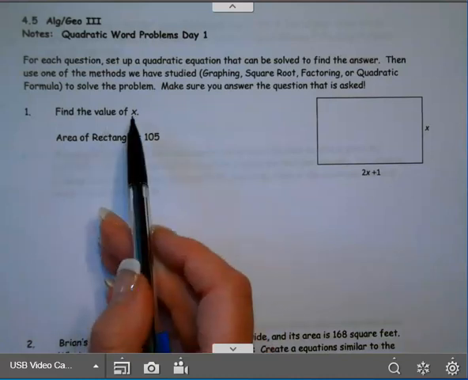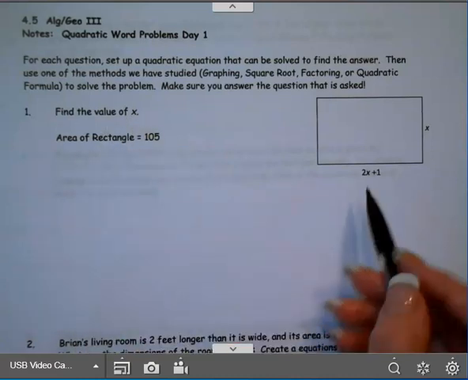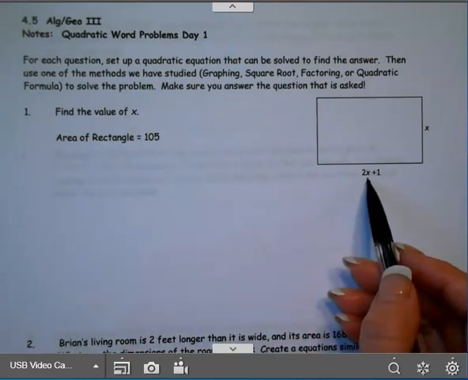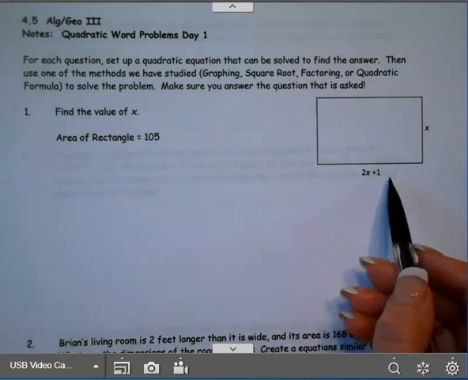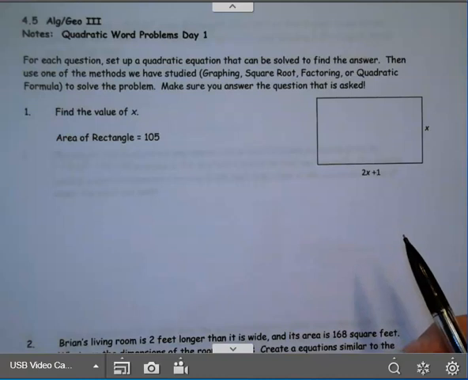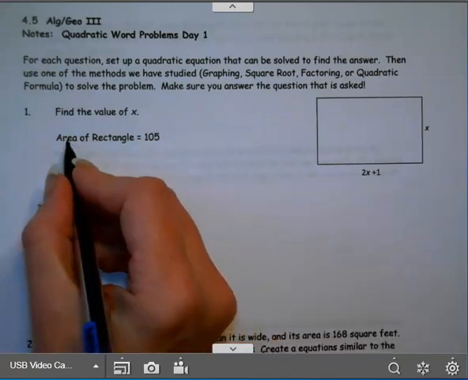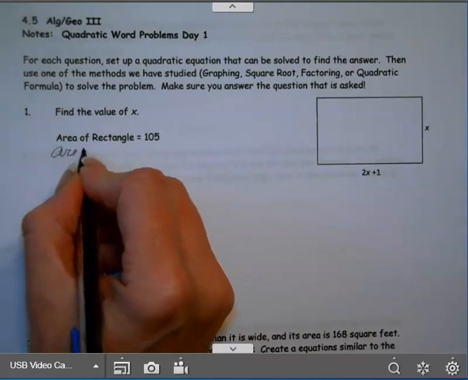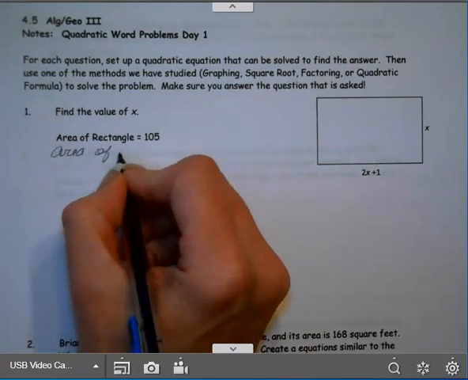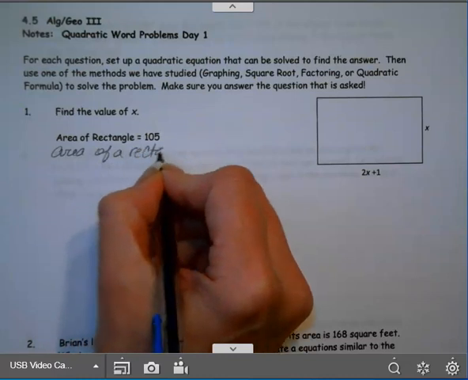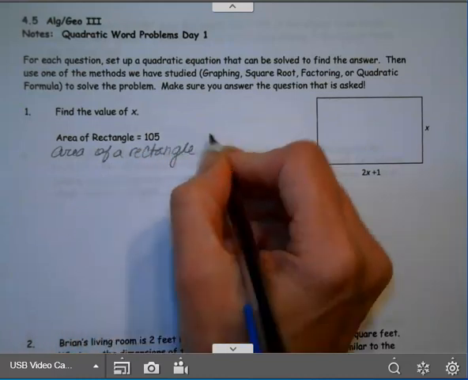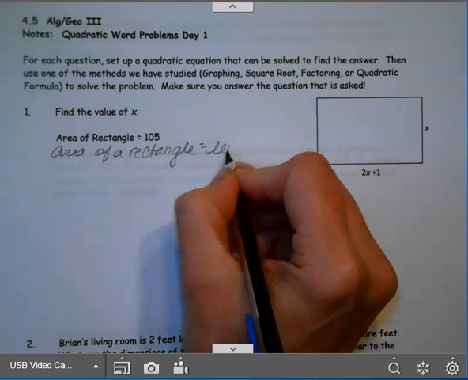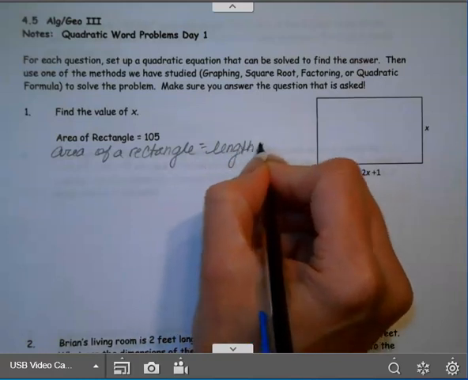For this first question, they asked for x. But they could have asked for the length, and then you would have had to plug x into the expression 2x plus 1 to find that length. Our area that they give us is 105, and recall the area of a rectangle is length times width, or base times height. I'm going to use length times width.